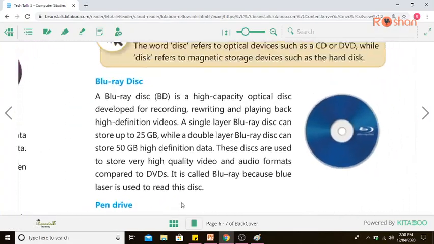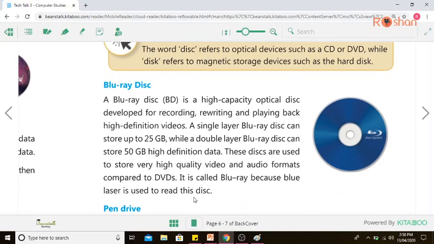Now the Blu-ray disc. Blu-ray disc is a high capacity optical disc, another higher version of the DVD, developed for recording, rewriting and playing back high definition videos. A single layer Blu-ray disc can store up to 25 GB, while a double layer can store 50 GB. It has the same features as CD and DVD, but DVD stores limited data, while Blu-ray stores more data compared to the DVD.